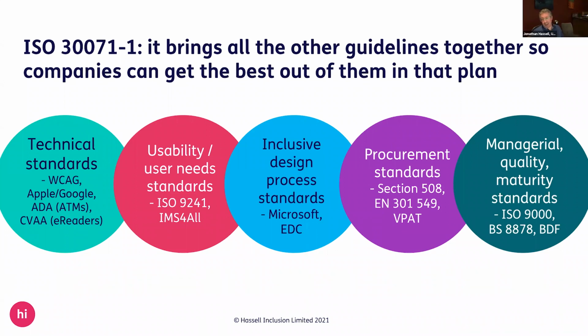Procurement, we've mentioned already, and also managerial stuff, which is, okay, if we want to get mature, how do we do accessibility maturity models in a way that all of our staff who know maturity models can understand? All of that is there.